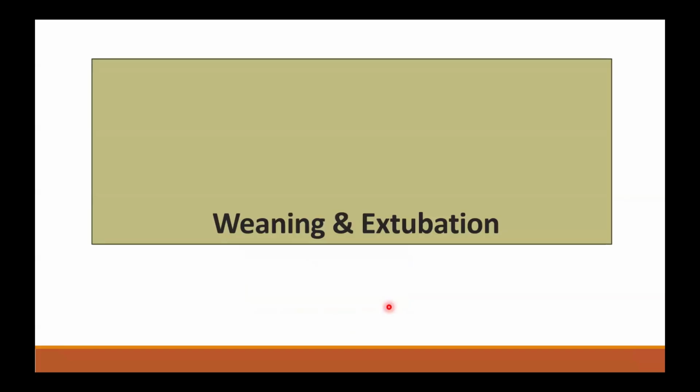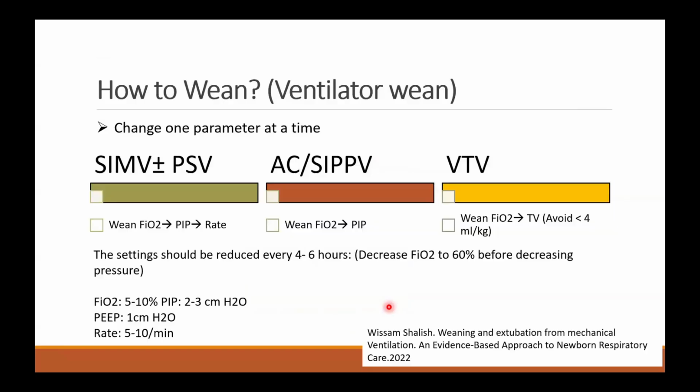So the next part of my talk is weaning and extubation. We have already discussed why it is important to wean. So when one should start weaning and how to wean. While we are weaning on pressure support and volume targeted ventilation, there are different things like how one should wean. But the important thing to remember is we should change one parameter at a time, and be it any mode, FiO2 should be weaned first because of the oxytrauma or free radical related injury.